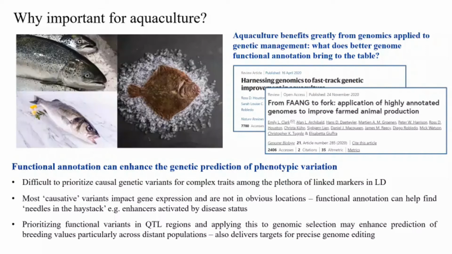And while it's not proven, I think the idea in AQUA-FAANG, and this is certainly being explored in GeneSwitch and BovReg, is to incorporate this sort of prioritization of functional genetic variants into genomic selection approaches and models, and to see if that enhances the prediction of breeding values, particularly relevant across distantly related populations. And also this prioritization of causative variants or potential causative variants can deliver targets for more precise genome editing, which is increasingly important.